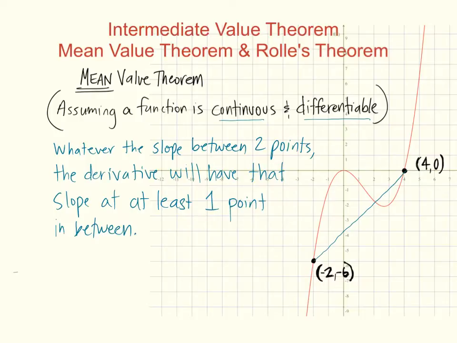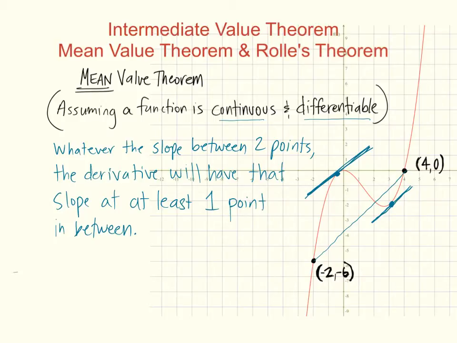Okay, so a technical math person would probably read this definition and shudder, but this is what it means. Whatever this slope is, I can't get from point A to point B without at some point having a tangent line with the same slope. In this case, it's actually going to happen twice. My derivative will have a value of 1 at 2 places in between (-2, 6) and (4, 0). One of them is about right there where my tangent line has a slope. It's parallel to the line that I already drew. And another one is about right in here. I'm just estimating in this case.